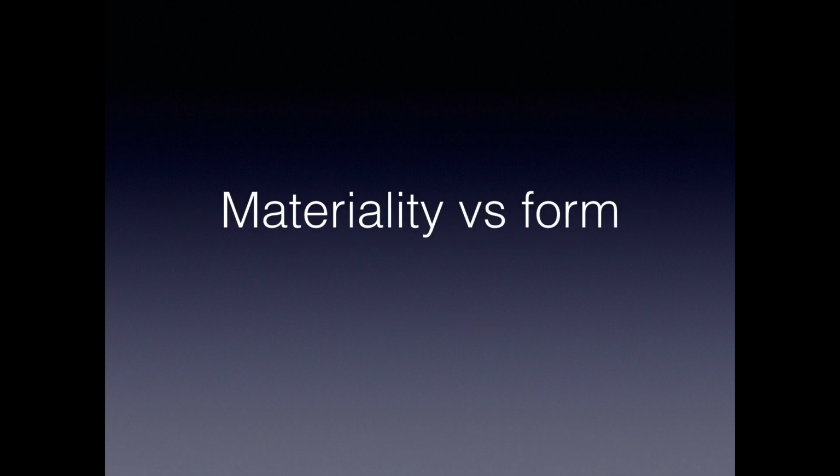So one of the things that we also need to think about is form versus materiality. Materiality is the thingness of something. It's what it's made of and how it exists in the world, versus the form, the shape that it takes. These are complicated concepts and are much easier to do in a question and answer context and with a lot more examples, but we'll try it anyway.